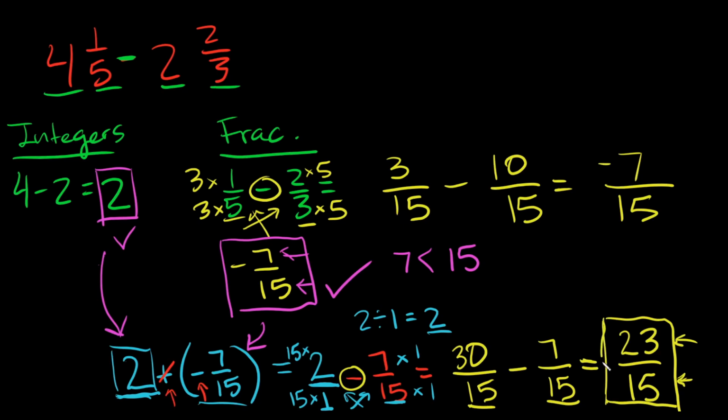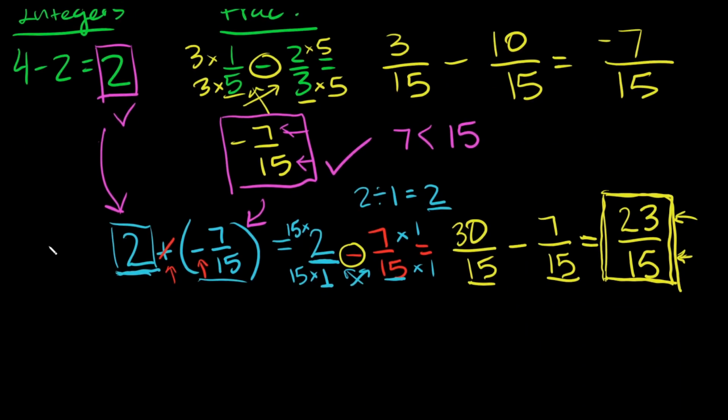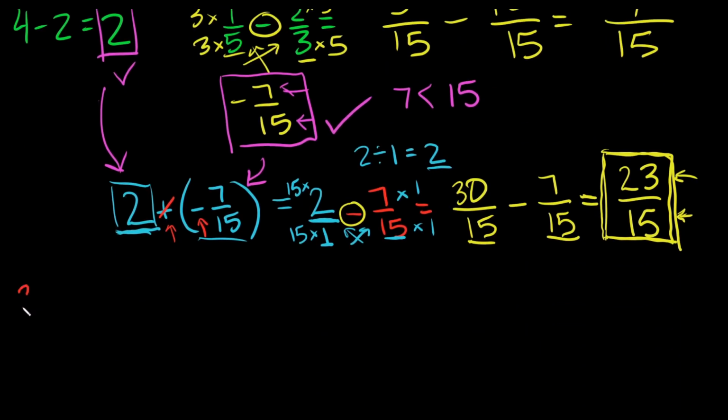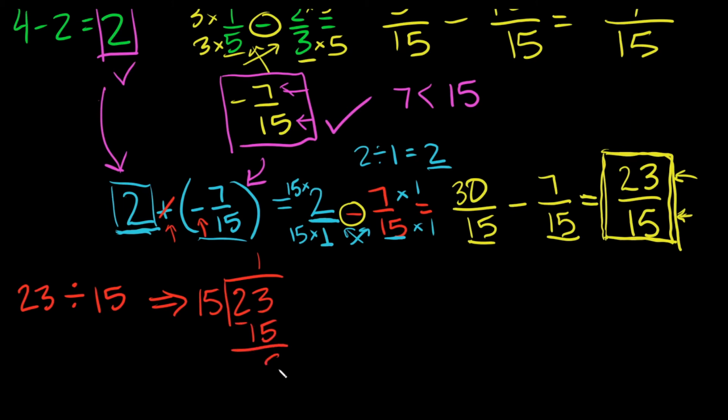So how can we convert this improper fraction to a mixed number? Well, that's not too bad, right? All we have to do is divide. So all we're going to do is divide, right? So 23 divided by 15. Okay, so 15 doesn't go into 2, but it does go into 23 once. 1 times 15 is 15. 23 minus 15 is 8.